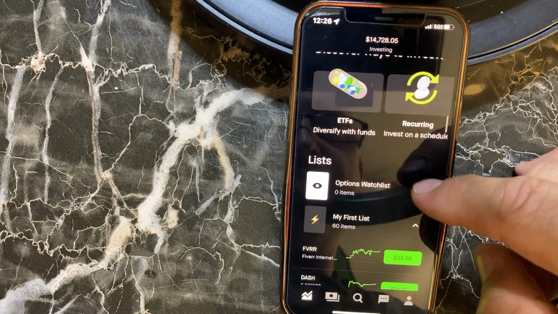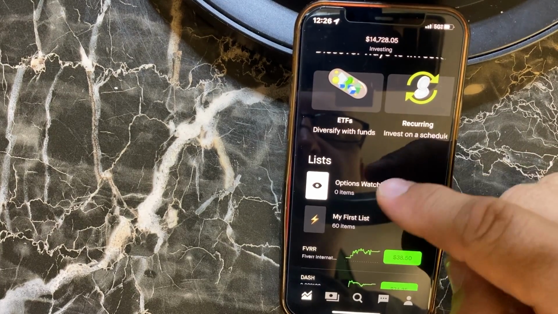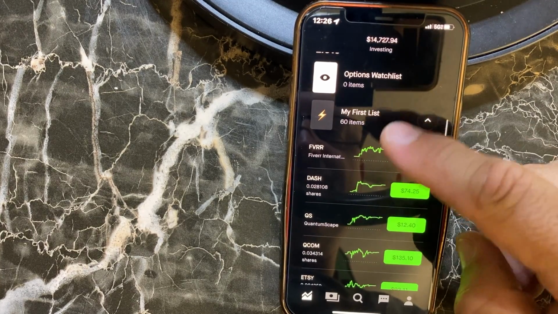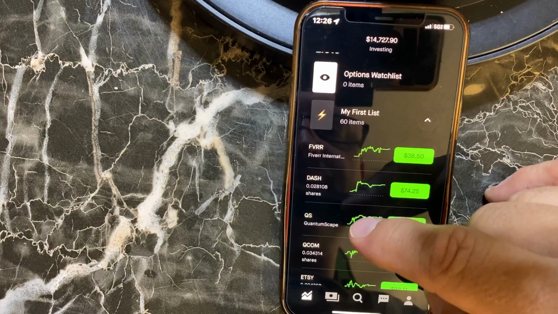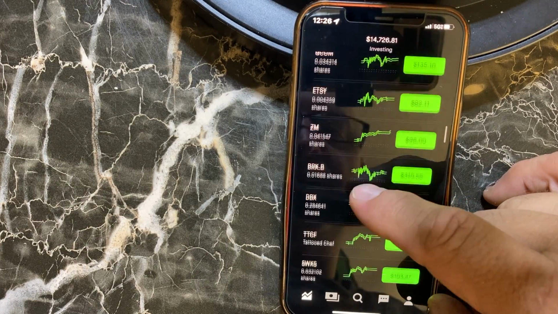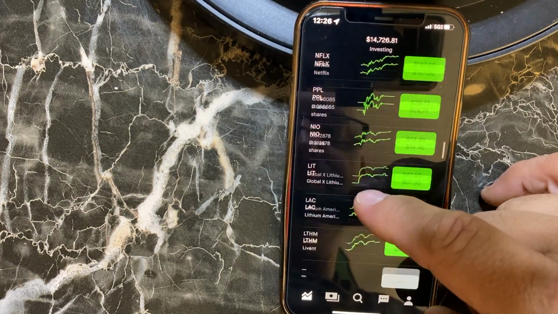And then you have your watch list. This is basically, if you don't want to buy stock, but you just want to watch it, you can hit it there. And then you can adjust the first 60 items in your list. So this is like the ones I watch, but I don't necessarily have any money in.